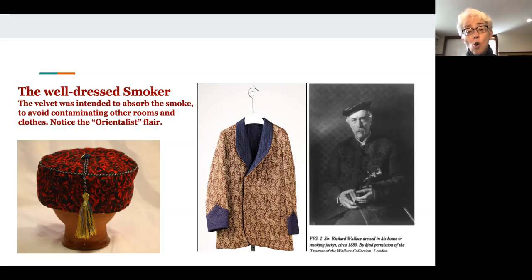And again, notice the Orientalist style, this sort of Turkish, Ottoman, Arab pastiche, if you like, in the style of these clothes. And here's a photo of the British entrepreneur and art lover, Sir Richard Wallace of the Wallace Collection in London, wearing his smoking jacket. Though this is in 1880, quite a bit after the time that Ruggles Morse had put in a Turkish smoking room in his house in 1858, 1860.